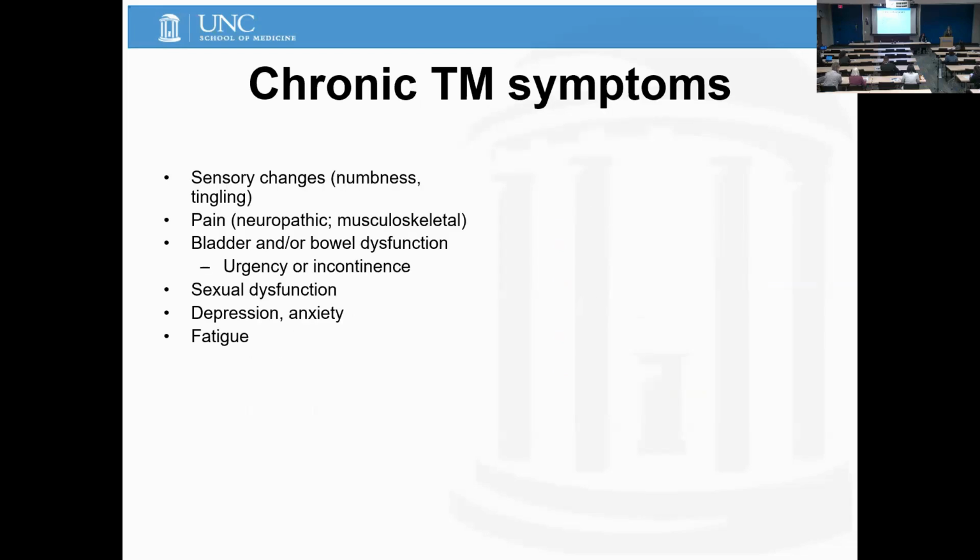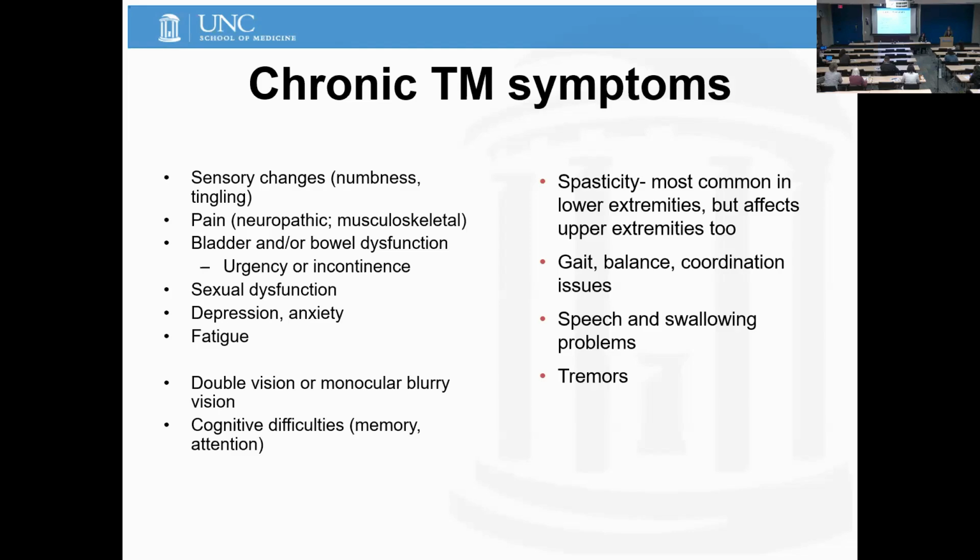And then again, the chronic symptoms that we'll often see with TM are sensory changes like numbness and tingling. Pain, we call that neuropathic pain, can happen, especially in the arms or in the legs. Bladder or bowel dysfunction, characterized by urgency, having to rush to the bathroom urgently, or incontinence. Sexual dysfunction, depression, anxiety, and fatigue. So I know we're going to talk a lot about management of these, so I'm not going to focus on this as much, but these are just some of the symptoms that many patients with TM can have long-term if they don't recover completely.